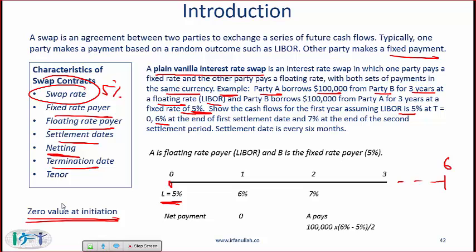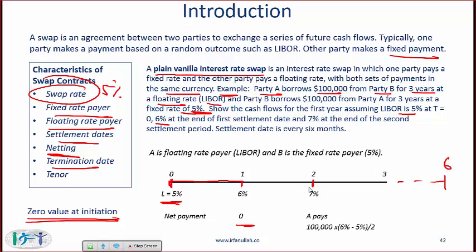This is like a forward contract or a futures contract. Now, how much is paid by whom at the end of period 1? You say the fixed rate payer needs to pay 5%. The floating rate payer needs to pay LIBOR at the start of the period. If LIBOR at the start of the period is 5%, which is the same, then the net amount is 0.